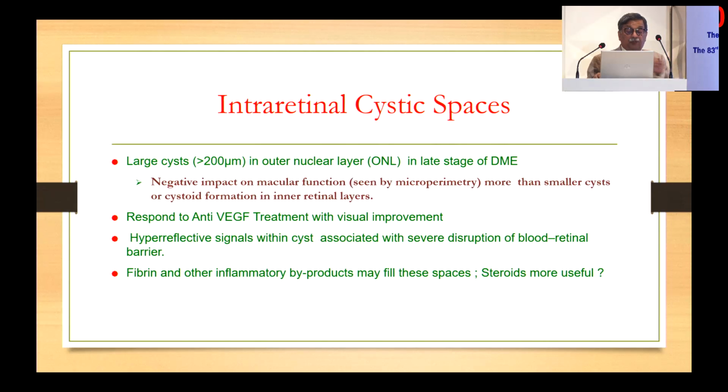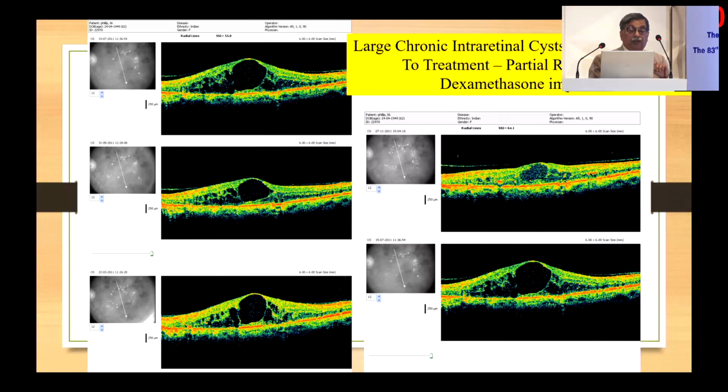Hyperreflective signals within a cyst are associated with severe disruption of the blood retinal barrier. Now you see here, large cysts treated with one intravitreal injection, another one, did not become okay, and then was given Ozurdex and finally responded.